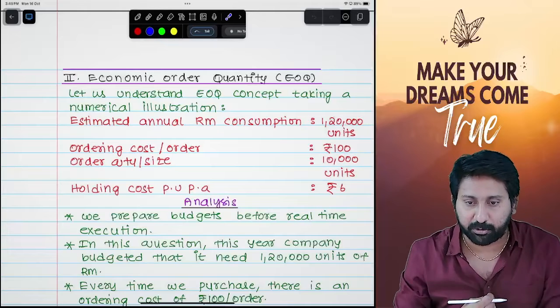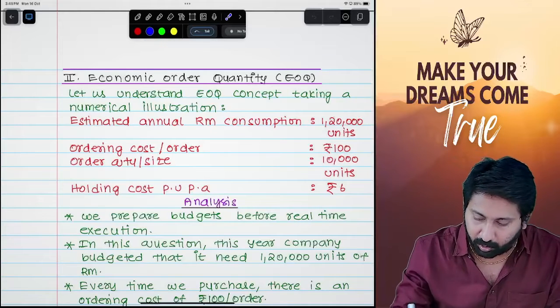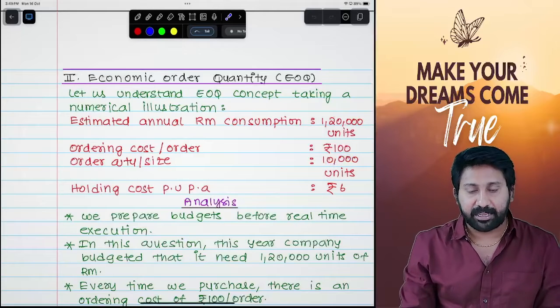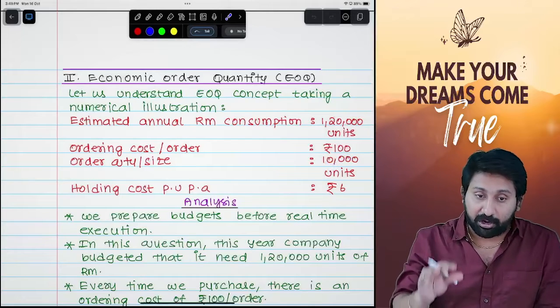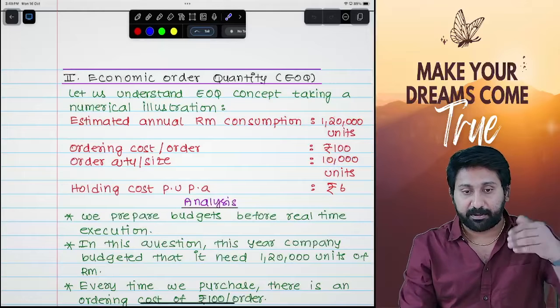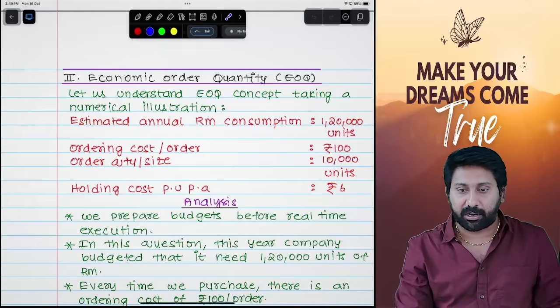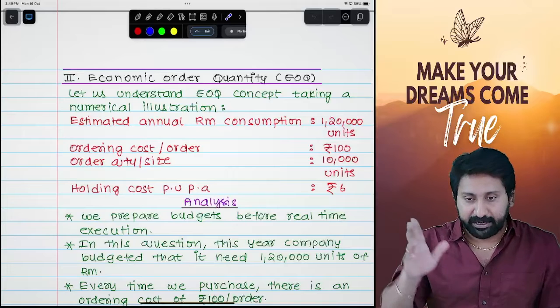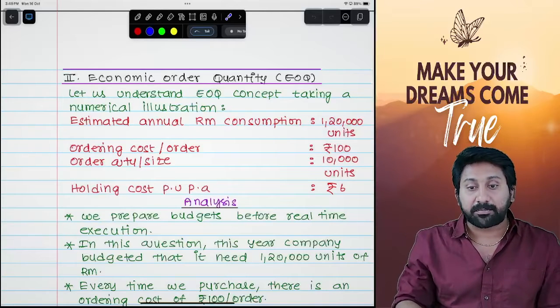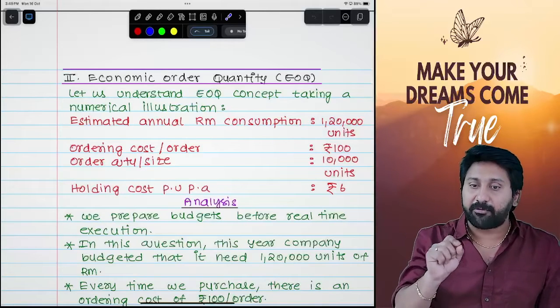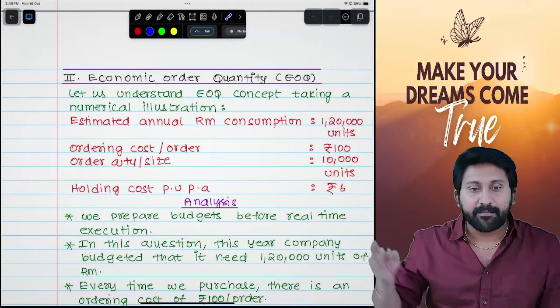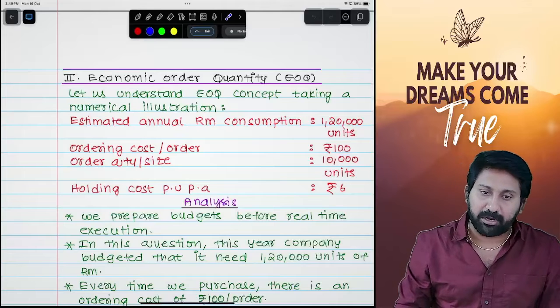Next, ordering cost per order is rupees 100. Ordering quantity size, how much? 10,000 units. What is 10,000? Ordering quantity per order, or size of the order. Means in one order, how many units we are going to buy? 10,000. Ordering cost per order means if you make each order, you need to spend 100 rupees on each order.